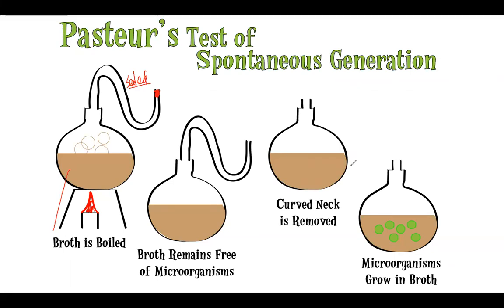And the second one, the curved neck was broken and it was kept open. Even this was boiled, right? Two of them. One of them has boiled broth, sealed. Second one, boiled broth, kept open. And in the second one, microorganisms appeared. That means what exactly he did here? He sterilized the flask with the broth, and there was no appearance of any microbes in the first one. And in the second one, it appeared.